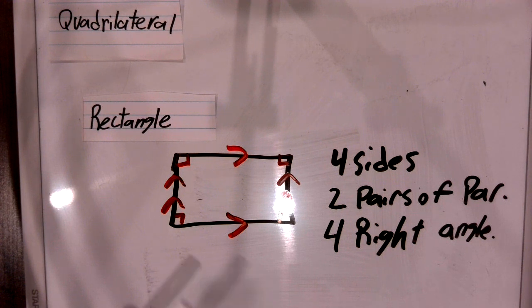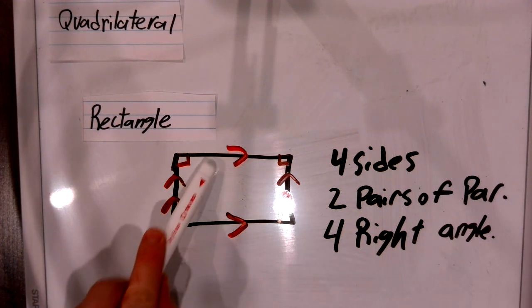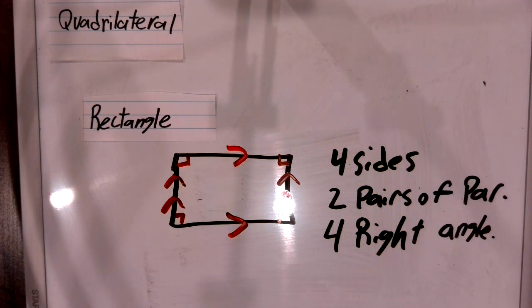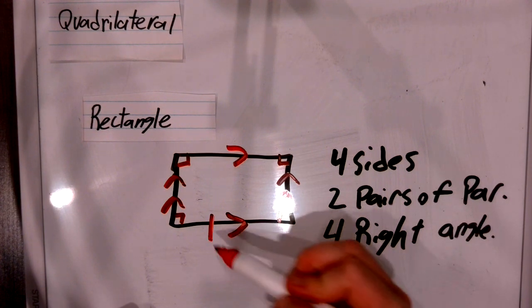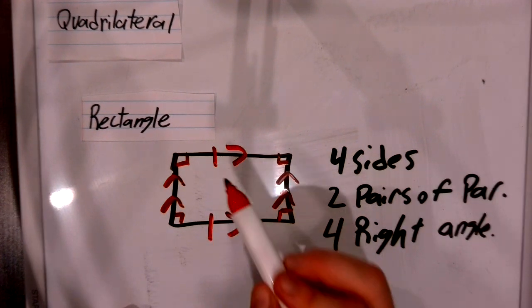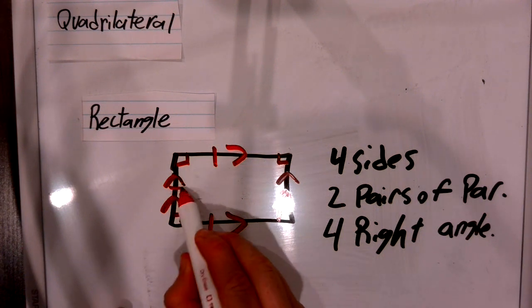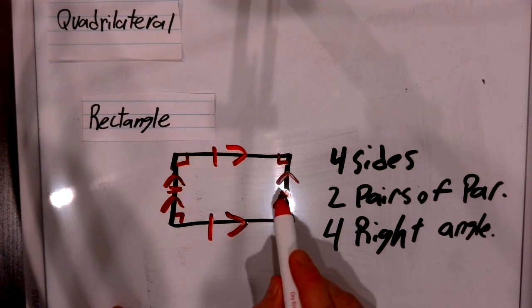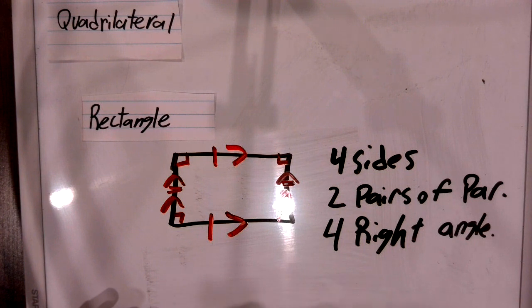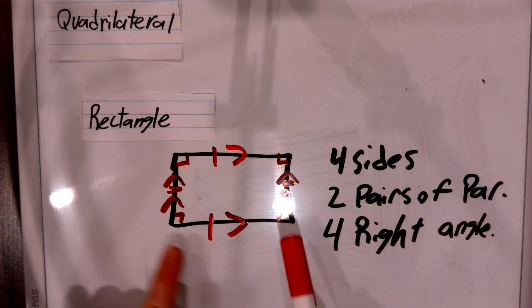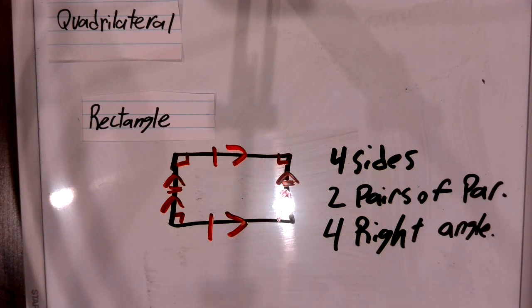In a rectangle, these are not only parallel to each other, but they are congruent. So we are going to label it to make sure we know that it is congruent. And these lines are also congruent to each other. So a rectangle has four right angles, two pairs of parallel lines, two pairs of congruent sides, and four sides in total. 1, 2, 3, 4.